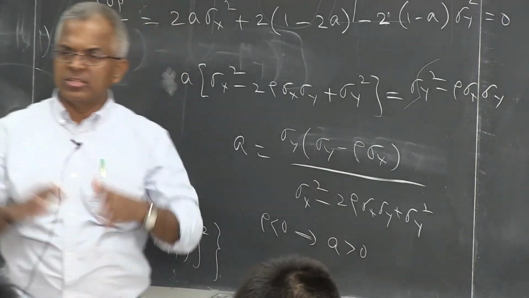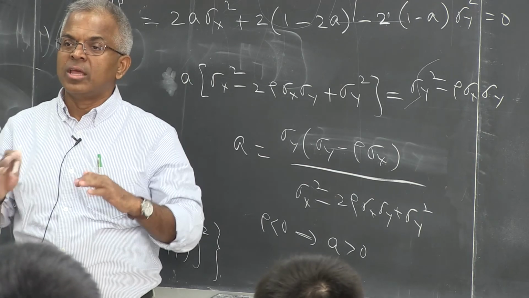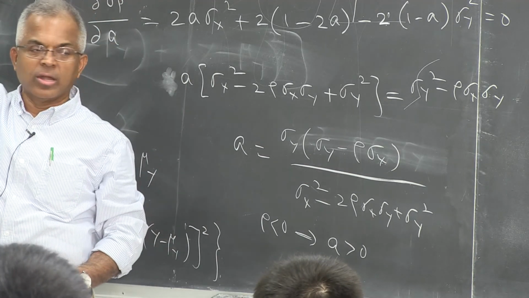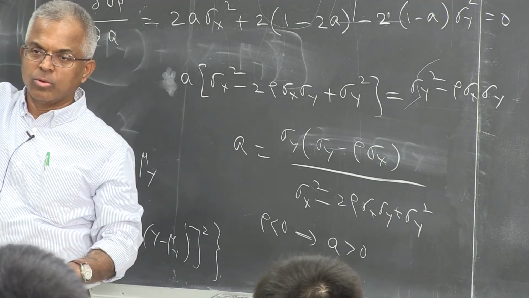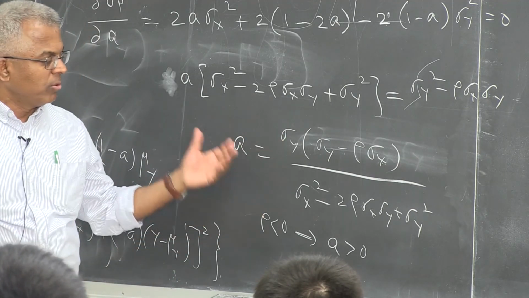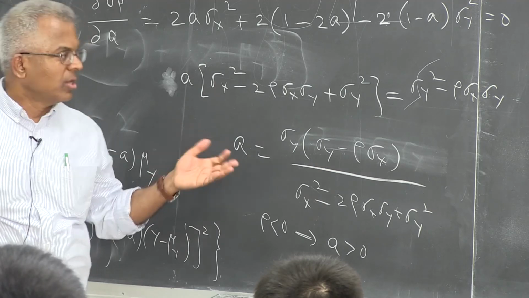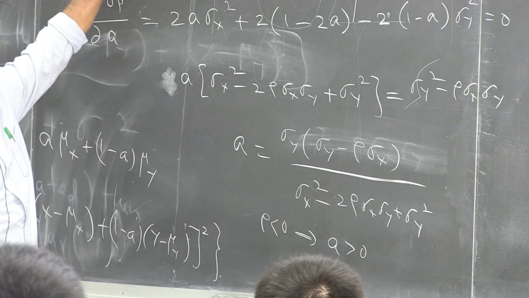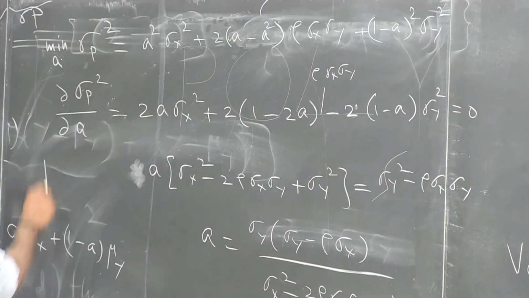So you might have heard this. If you are investing into two stocks, it is best to invest in stocks which are negatively correlated, so that when one goes up, the other one goes down. But in that case, you can also build a portfolio. Now you can take this value and plug it in here. That will give you the minimum value of sigma P squared.